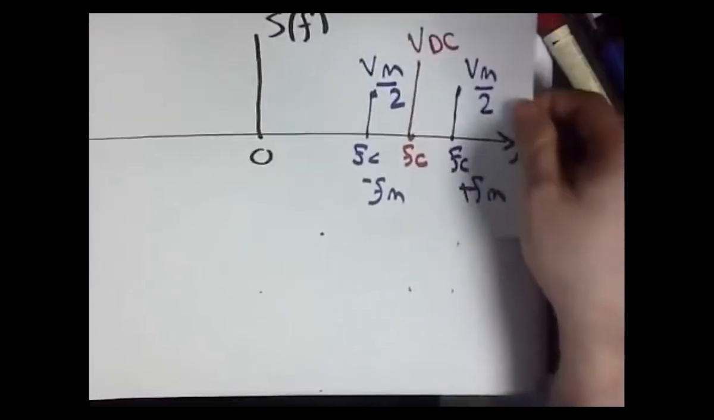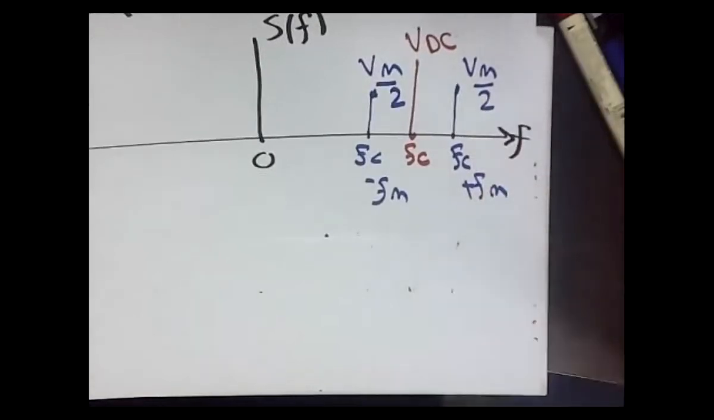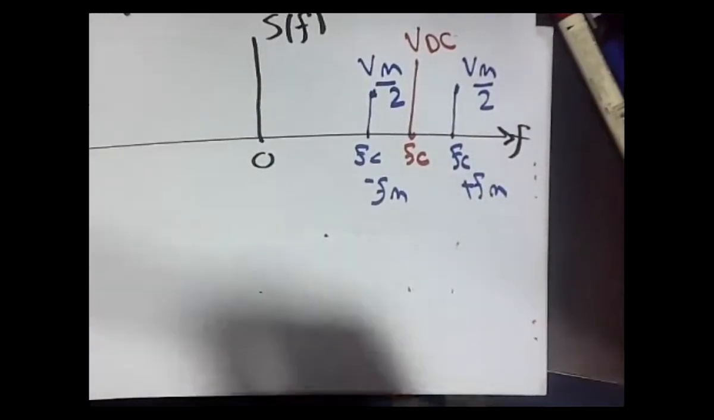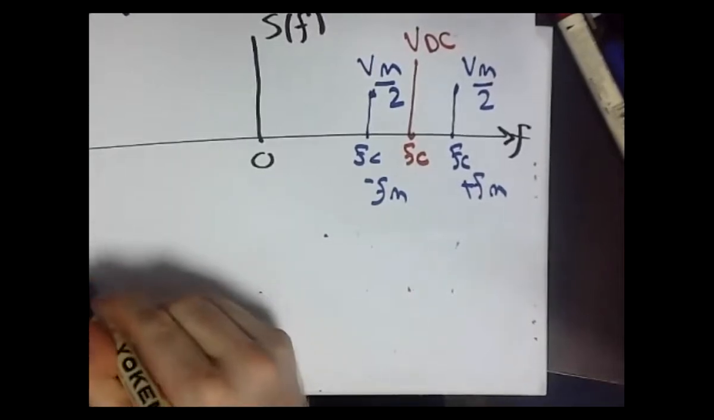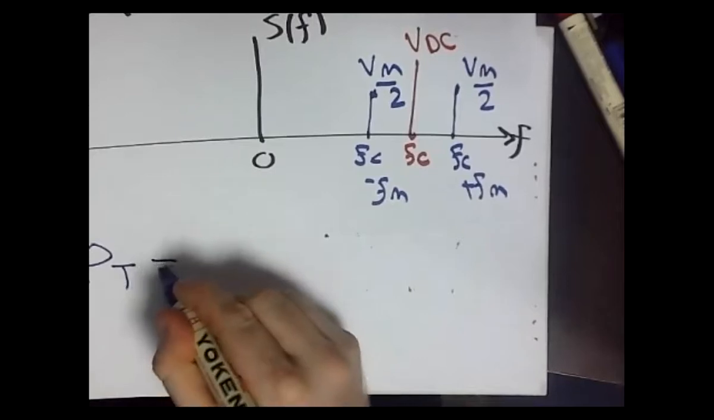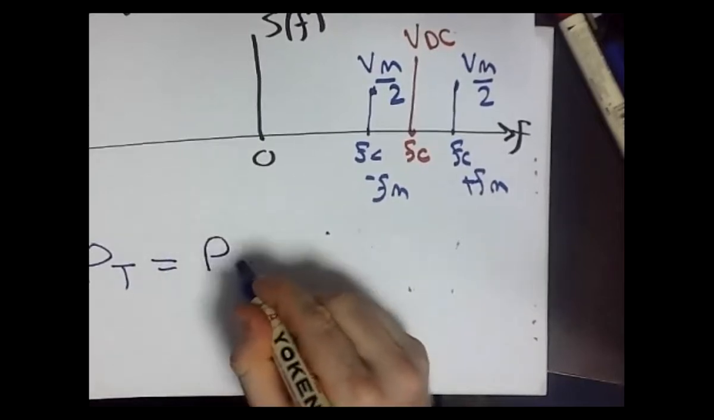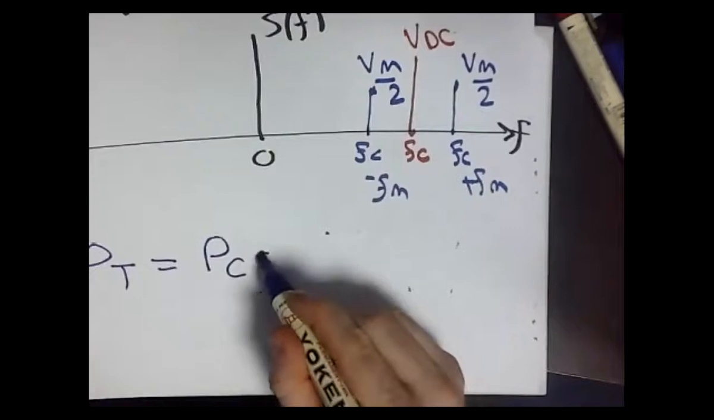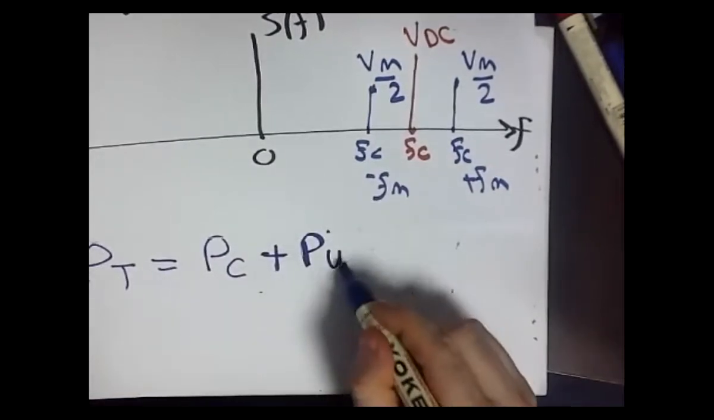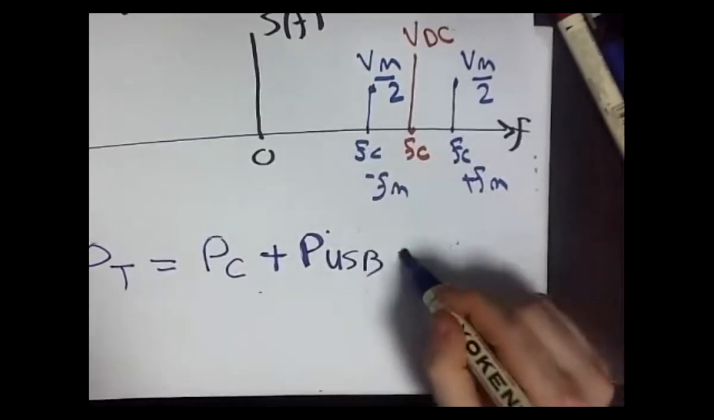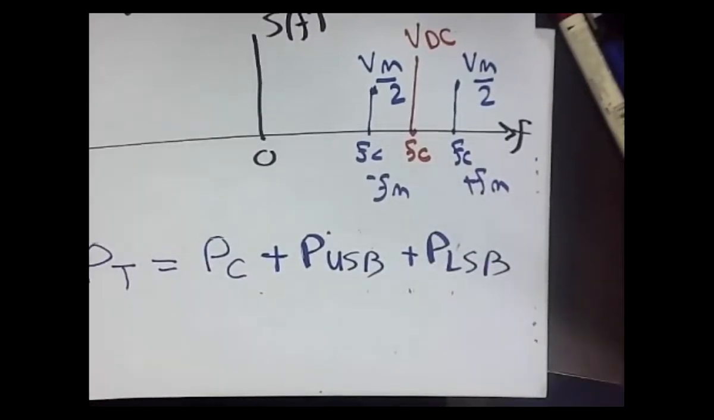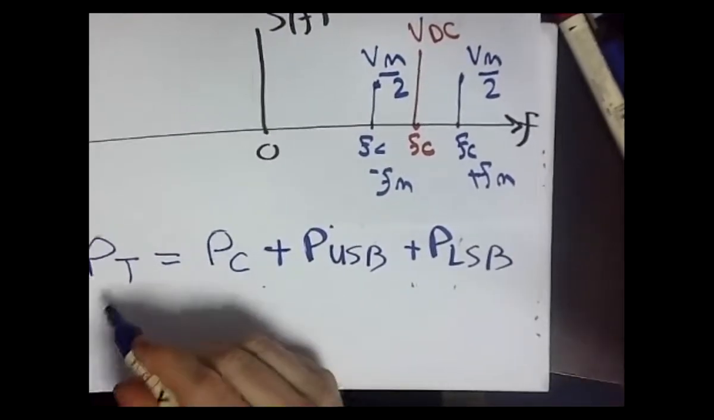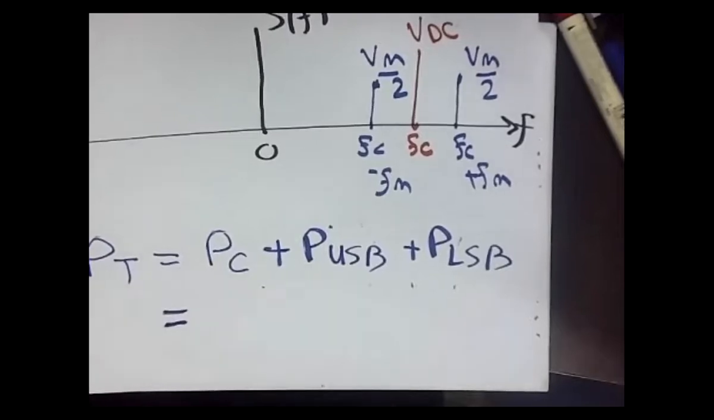Now, in order to calculate this power, as you can see, here we have three sinusoidal signals. So the total power is equal to the power of the carrier, this red peak, plus the power of the upper side band, plus the power of the lower side band. Very simple like that. Perfect. So P total is equal to, now you can do it.